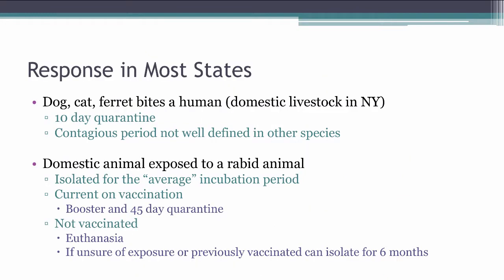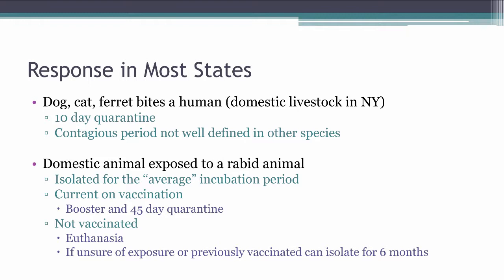All right. I found it interesting. Most of the states address dogs, cats, and ferrets with their requirements and leave the other species at the discretion of the health department. That something needs to be done based on the risk assessment, but what isn't really clearly spelled out. But in New York, domestic livestock also are rolled into this 10-day quarantine period. Right? So again, isolating exposed animals for a time period based on the incubation period.